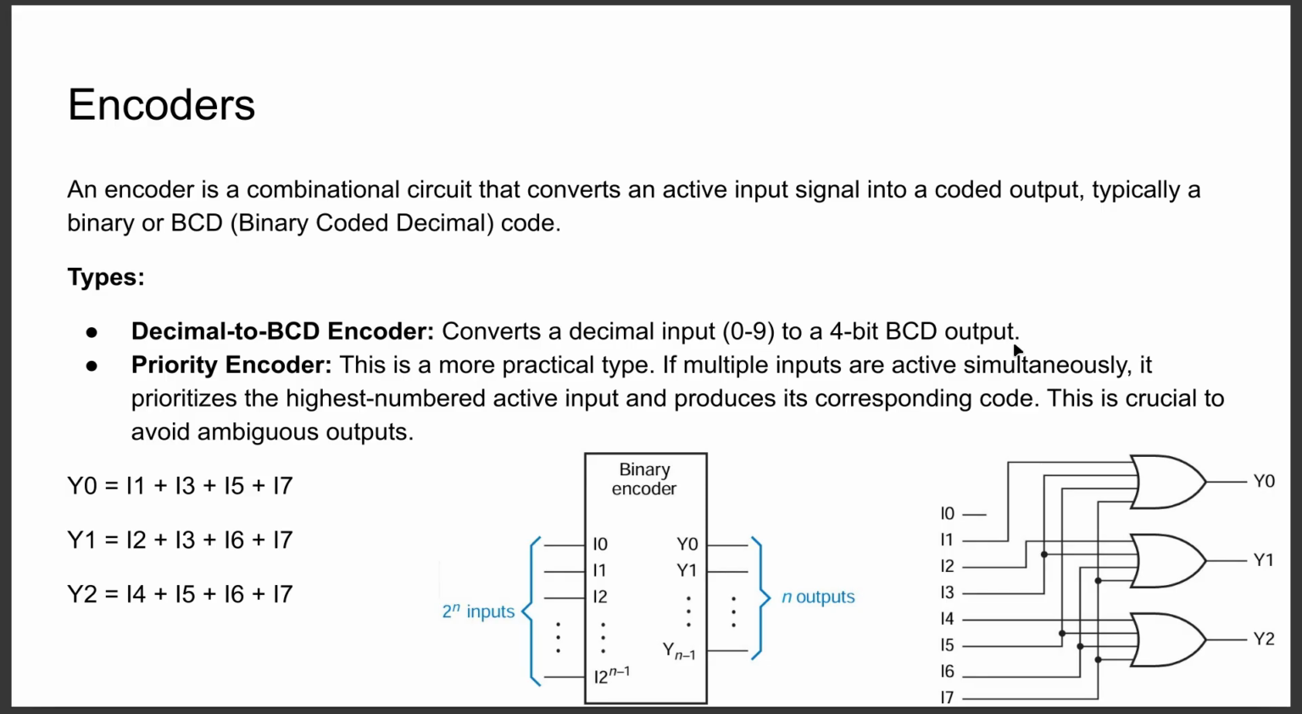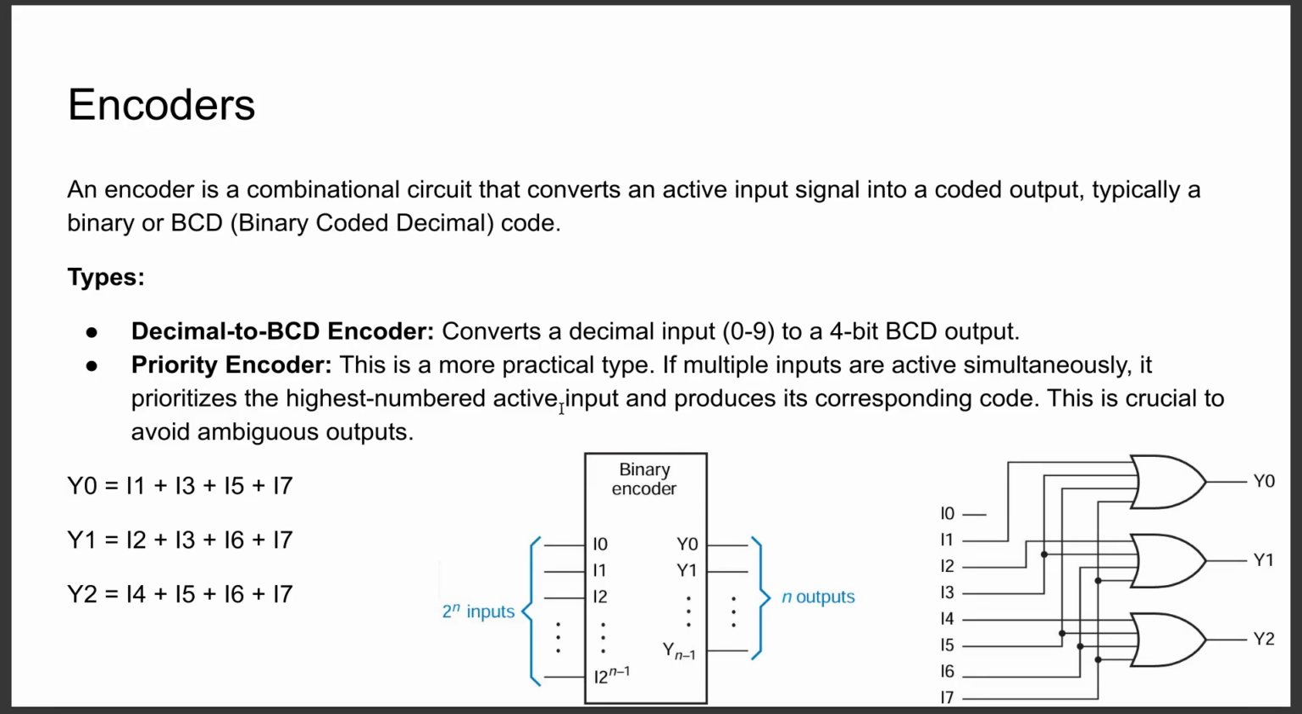So the first thing I want to talk about is encoders. An encoder is a combinational circuit that converts an active input signal into a coded output, typically a binary or binary coded decimal code. There are two types. Decimal to BCD converts a decimal input of 0 to 9 to a 4-bit BCD output, and a priority encoder. This is a more practical type. If multiple inputs are active simultaneously, it prioritizes the highest numbered active input and produces its corresponding code. This is crucial to avoid ambiguous outputs.